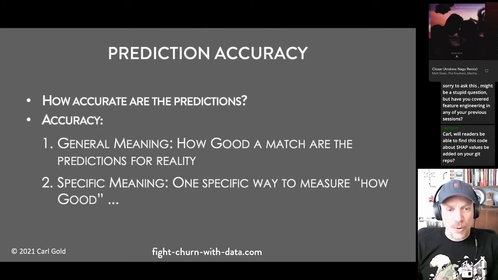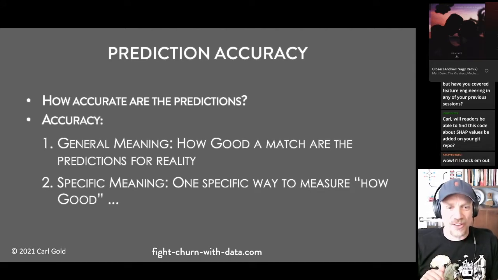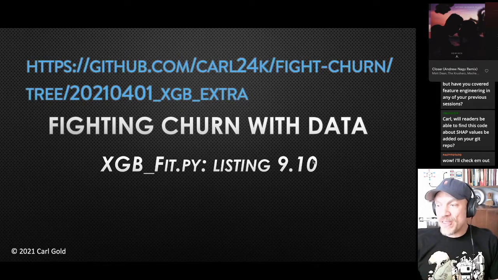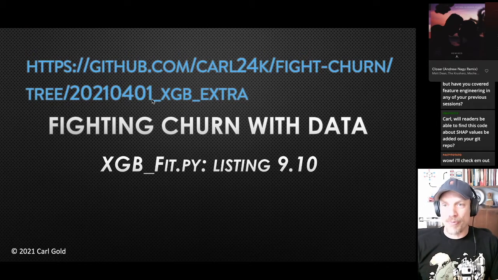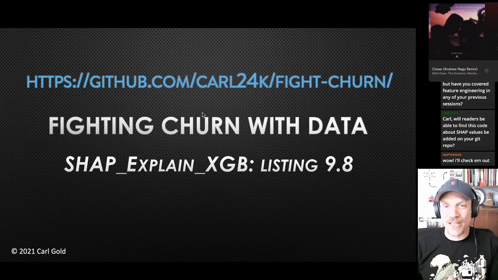Okay, Insipidity. Will readers be able to find this code about SHAP values added on the Git repo? The answer to that is yes. I'm sorry you missed this earlier, Insipidity, but I can skip over to that. We are actually using some of this XGBoost code, I should mention, is in a branch. Maybe I should just show you all where this is. So there's extra XGBoost code in a branch, 2021-0401 XGB extra. But the SHAP code, I already put it in the master branch.